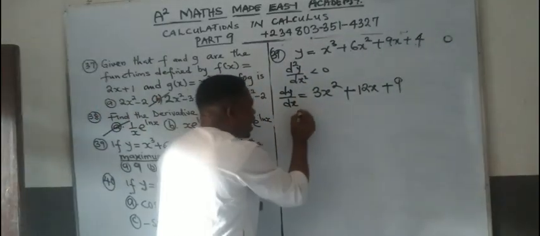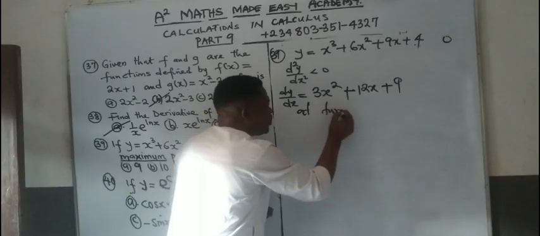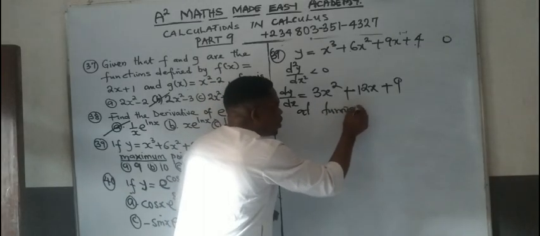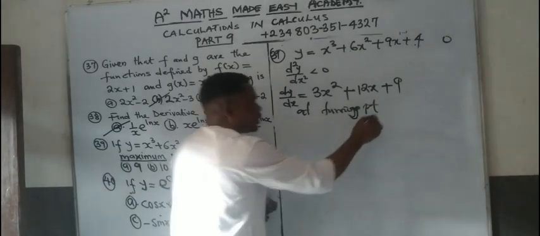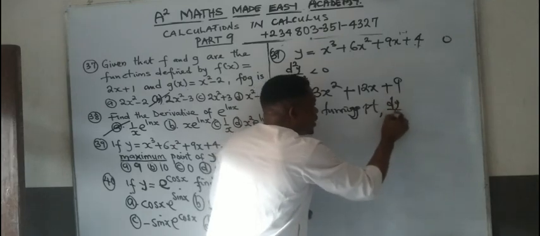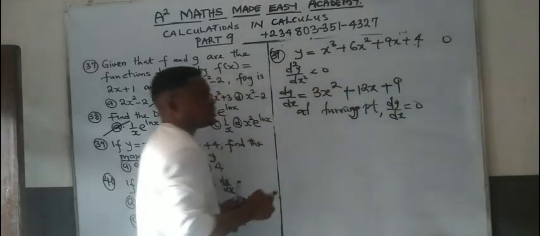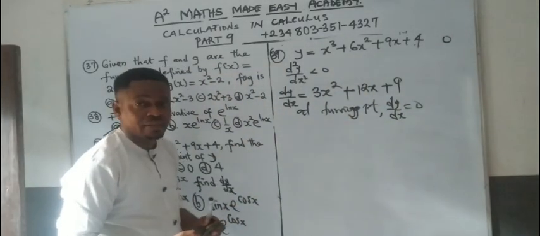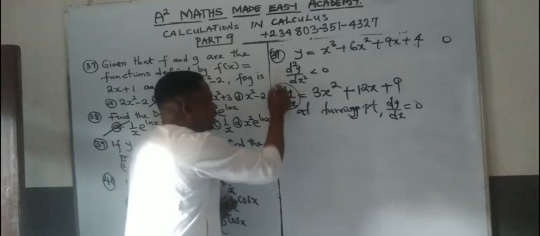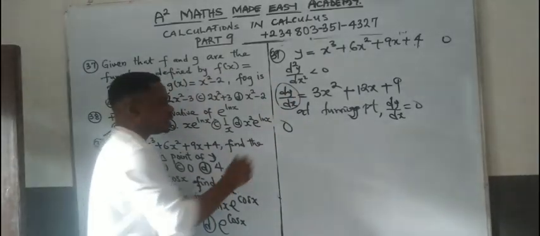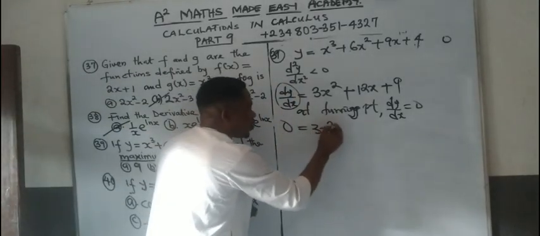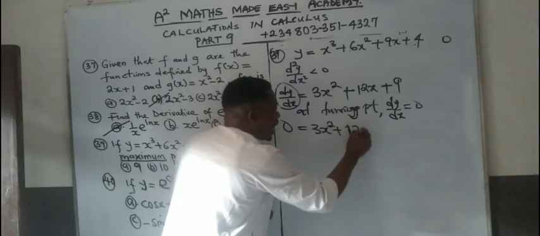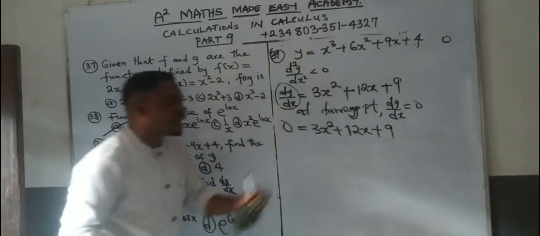Then after that, you now introduce what we call turning point. And what is a turning point? It is that point where first order derivative is always 0, which is dy/dx. Can I substitute now? The whole of this will turn to 0. Then I have with me 3x squared plus 12x, then plus 9. Quadratic equation.